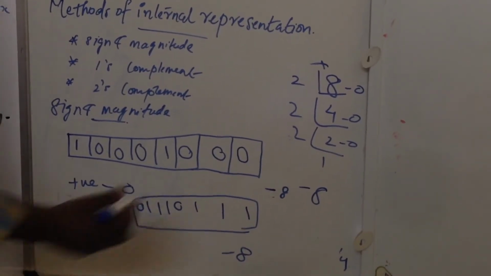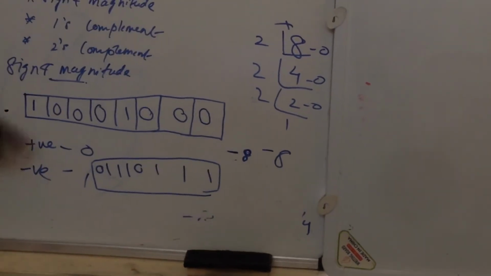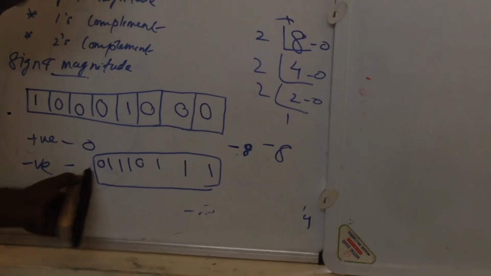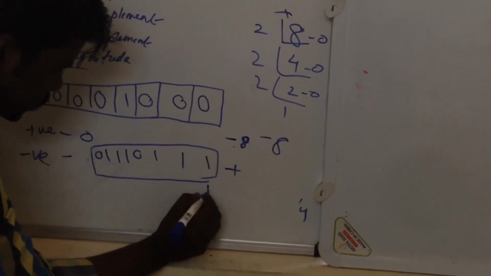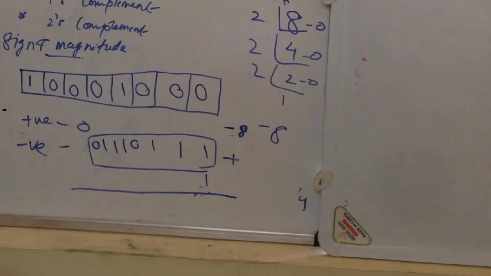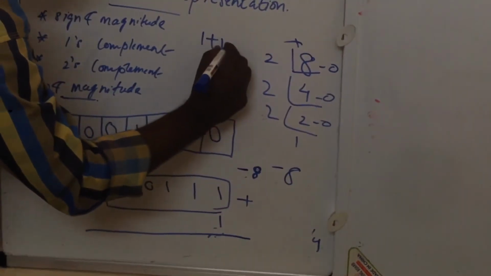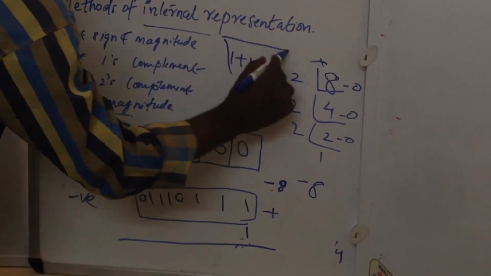If it is negative 8, we need to find the two's complement of negative 8. We already have the one's complement, so we need to add 1 to it. In binary addition, 1 plus 1 gives 10. We have to remember this point.